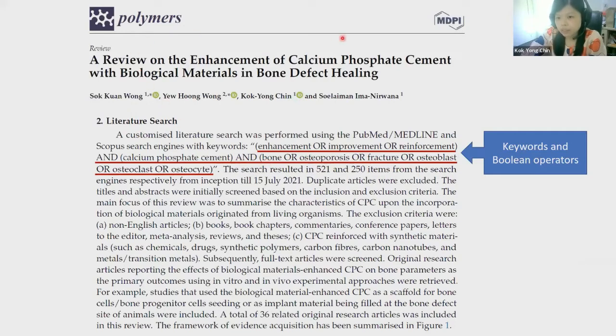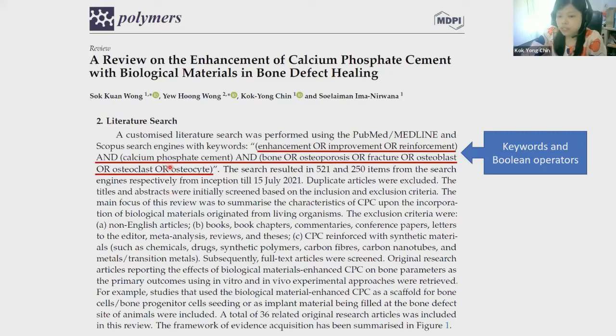In your review on a certain topic that you want to write about, you need to identify what the key concepts of your review article are. The first one here will be enhancement, because I want enhancement. The second will be mainly on the cement. The third will be bone defect healing. So there are three concepts here. The first concept will be this part, and for the same concept we will be using "or" as the Boolean operator.